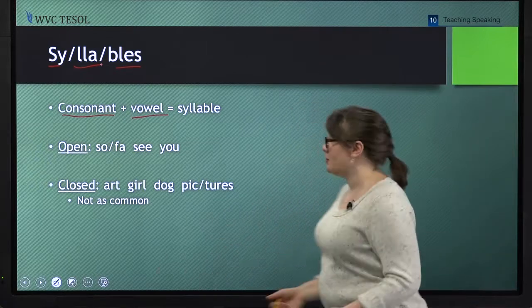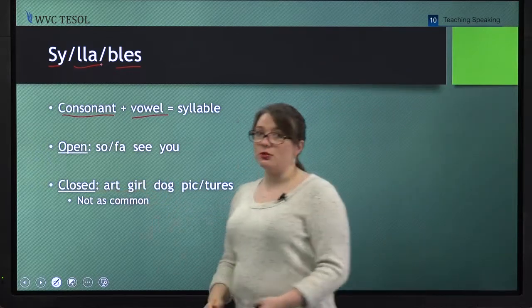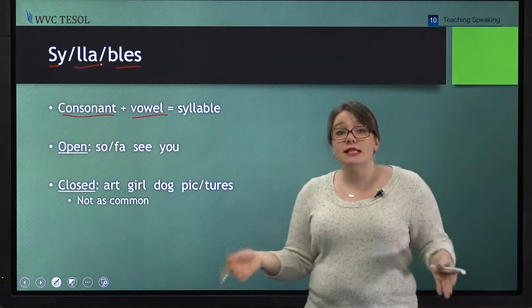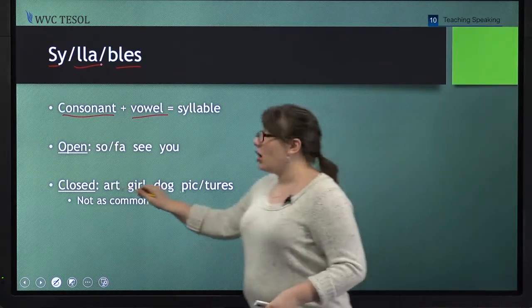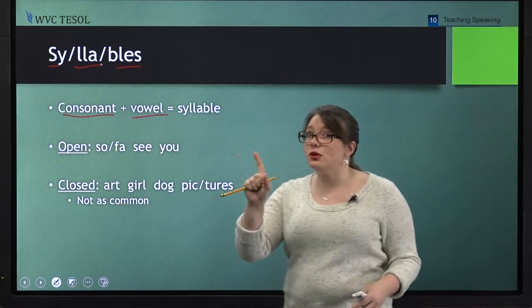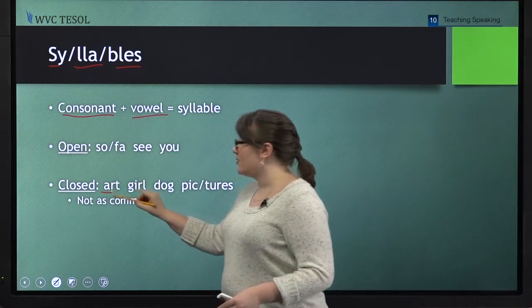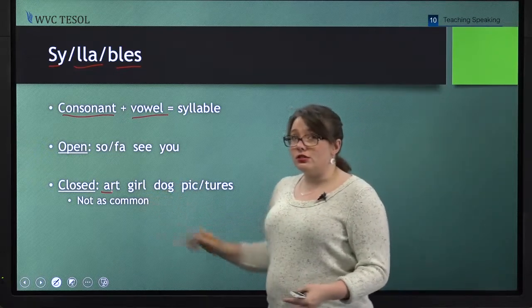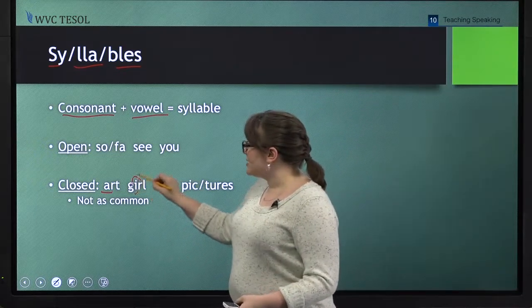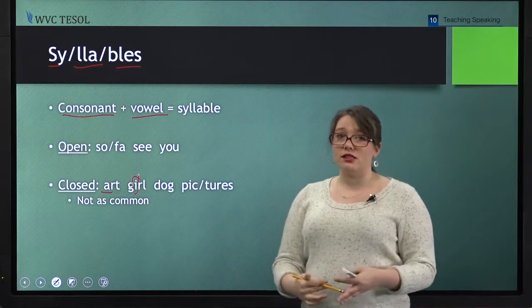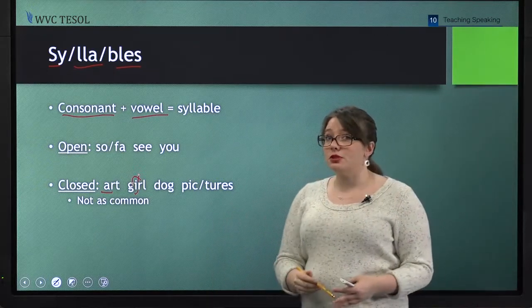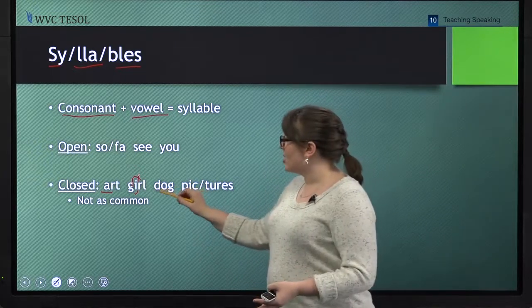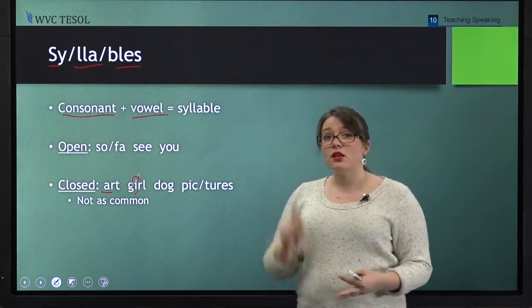The other type is a closed syllable. These are not as common in English, but they do exist. Art, one syllable, it starts with a vowel and ends with a consonant. Girl, here the vowel sound is surrounded by consonants. One syllable. Dog, again, consonant, vowel, consonant, one syllable.